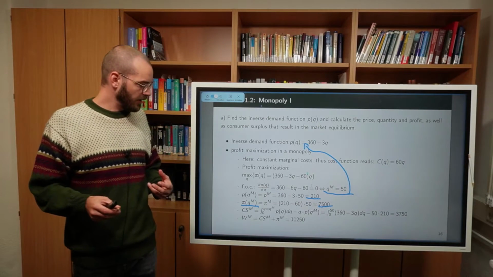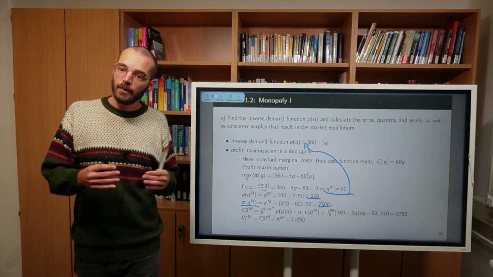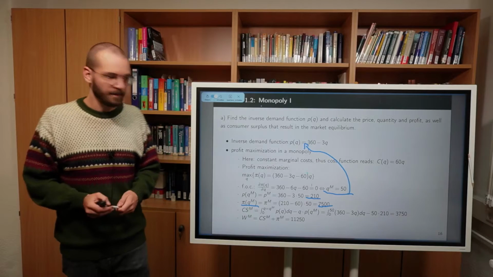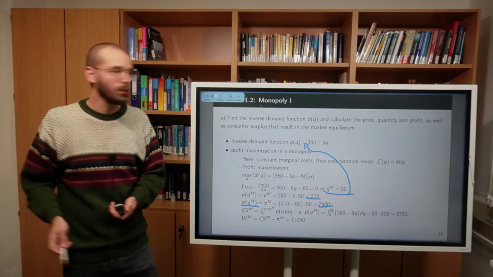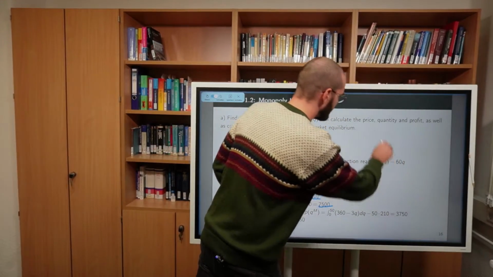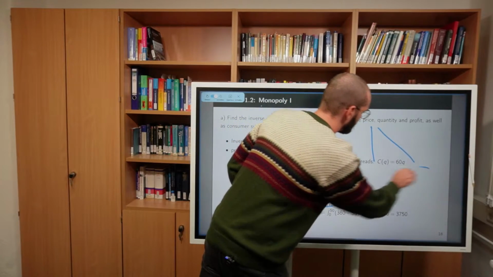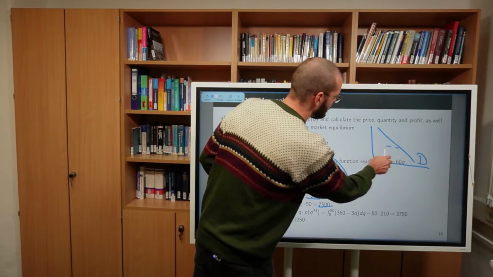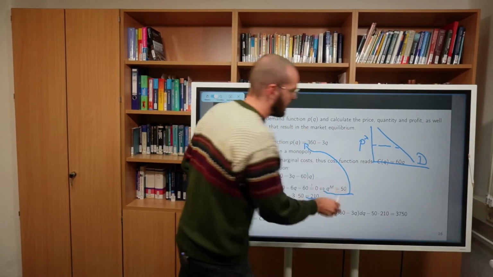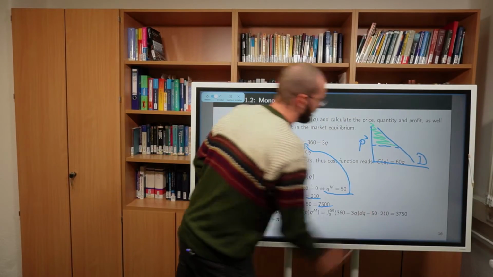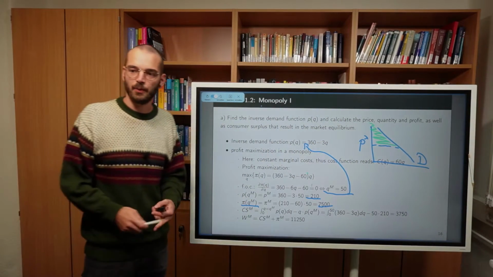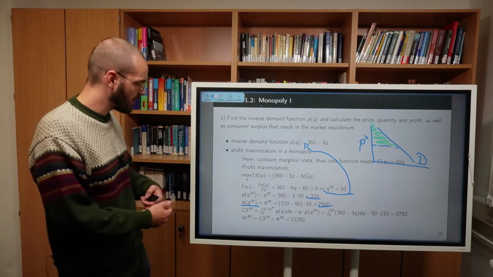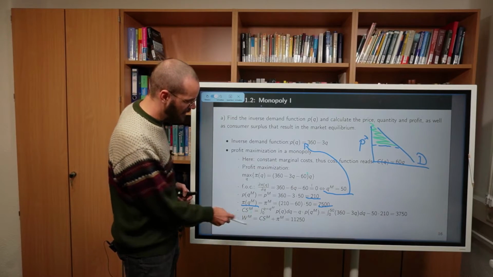What we can also calculate, knowing the demand function as well as the market equilibrium, is consumer surplus. Because consumer surplus, just as a quick reminder, is simply the area below the downward sloping demand function and the equilibrium price, right? So we know the equilibrium price, we know the downward sloping demand function, so we can calculate consumer surplus as, well, just as it is written down here.